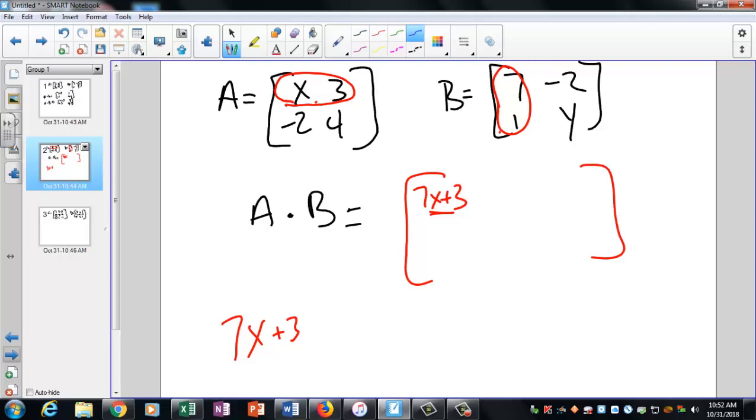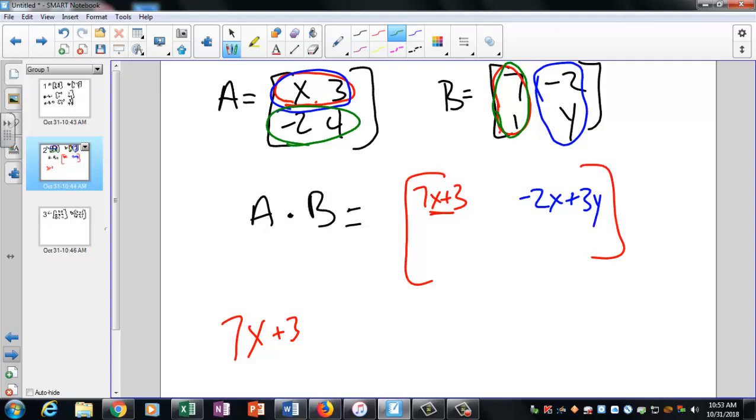Now we'll do row by column again. X times negative 2 is negative 2x. 3 times y is 3y. Do we agree? Now we're doing row by column. Negative 2 times 7, and 4 times 1. That is negative 10.